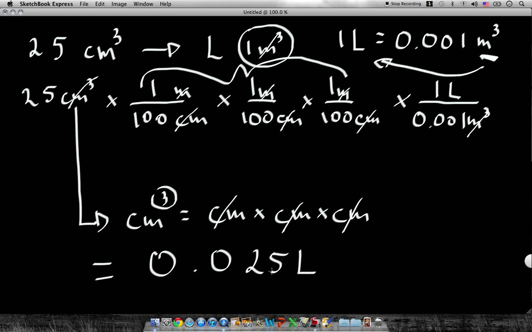If you are asked for sig figs or any rounding, well, this already has 2 significant figures, just like this does. These again are all exact, so we're done. Okay, so that's how you go from centimeters cubed to liters. So this is another question of a possible conversion.